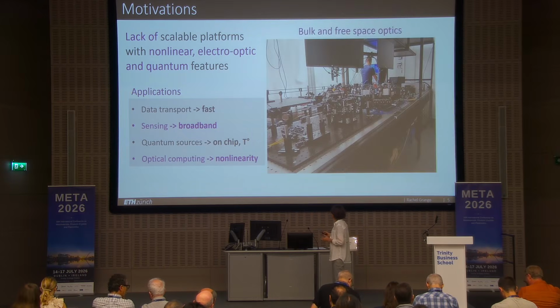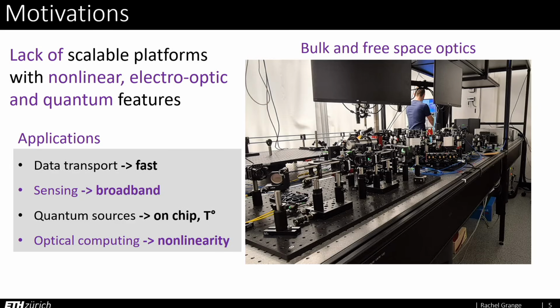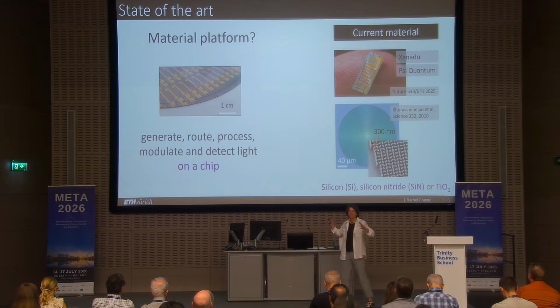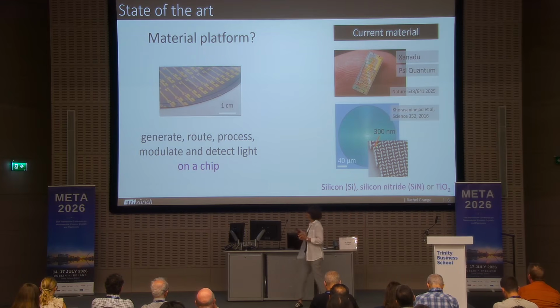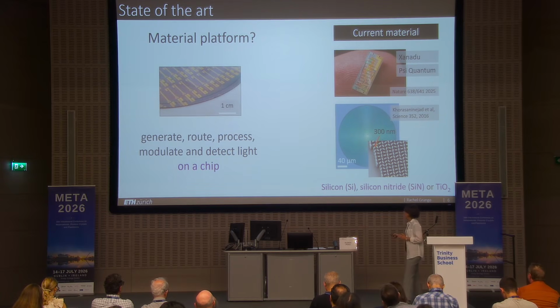So currently, our setup still looks like this, so it is difficult to send it to space or under the sea. So what you want is to find a platform that is integratable, that can do all this generation, routing, processing, modulating, and detection on a chip. And the current platforms that we've seen many examples of at this conference are silicon photonics, silicon nitride, or titanium dioxide, either for photonic integrated chips that are now not only in research, but also in companies for quantum computing, and of course for flat photonics, for example metasurfaces.